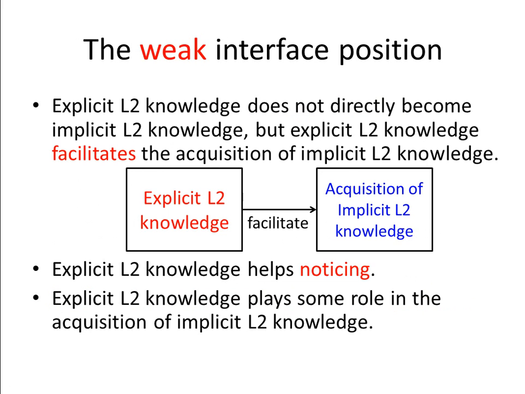And there is another interface position, which is the weak interface position. So according to this position, explicit second language knowledge does not directly become implicit second language knowledge, but explicit second language knowledge helps the acquisition of implicit second language knowledge. So this thing facilitates the acquisition of implicit second language knowledge. And how does it do so? Explicit second language knowledge helps noticing. It helps learners notice a new linguistic feature. So this facilitates this by helping learners notice things. So according to this position, explicit second language knowledge plays some role, not a central role, not no role. It plays some role in the acquisition of implicit second language knowledge.